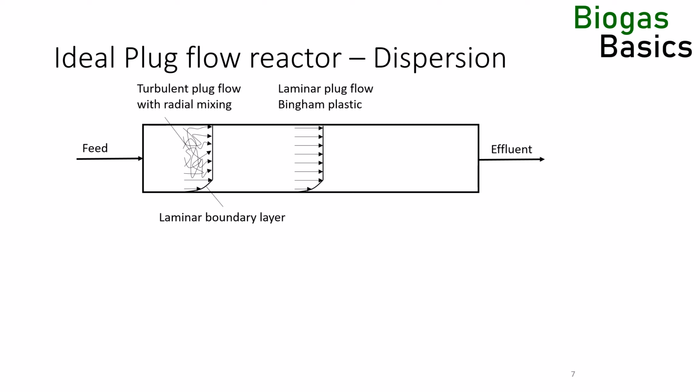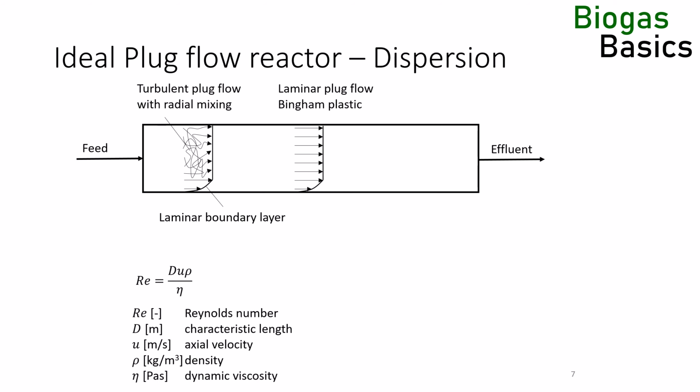Ideally, a plug flow AD reactor would operate under these conditions, either turbulent flow or the flow of a Bingham plastic. Only the former offers perfect radial mixing. The latter has no radial mixing. Turbulent and laminar flow can be differentiated based on the Reynolds number.